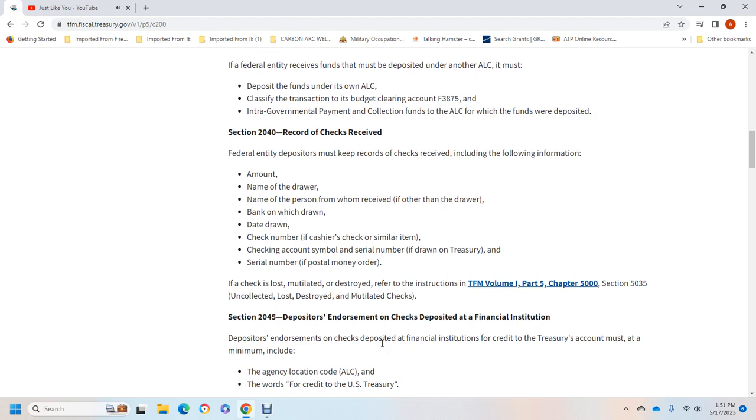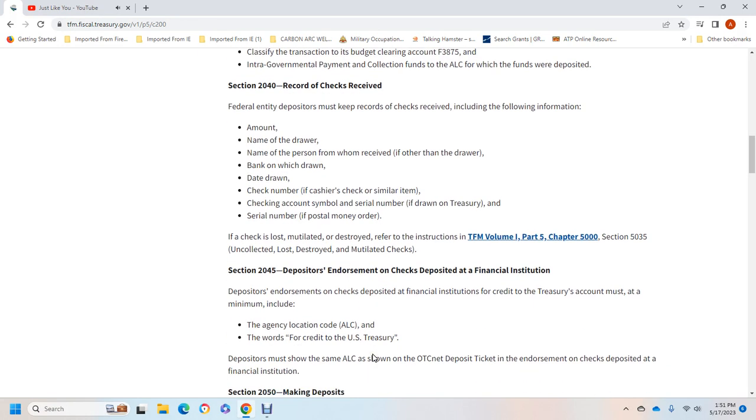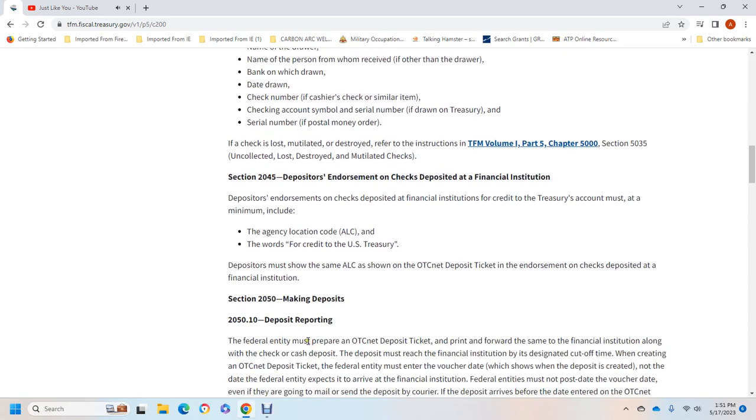Section 2045, Depository endorsement of checks deposited with the financial institution. The depository endorsement on checks deposited with the financial institution to credit the Treasury accounts must at minimum include the agency location code, Treasury, and the words for credit to the user's Treasury. The depository must show the same agency location code shown on the over-the-counter net deposit ticket with its adjustment, with the checks deposited with the financial institution.